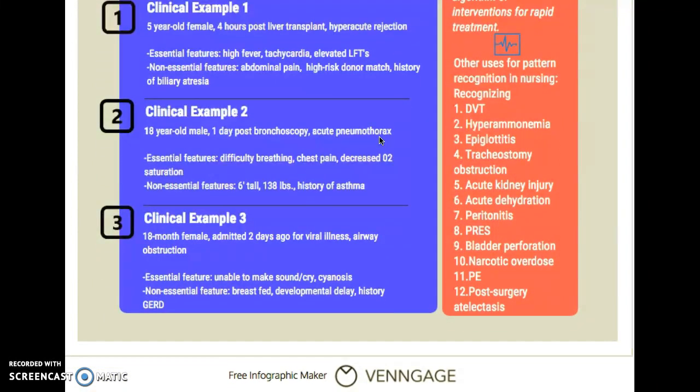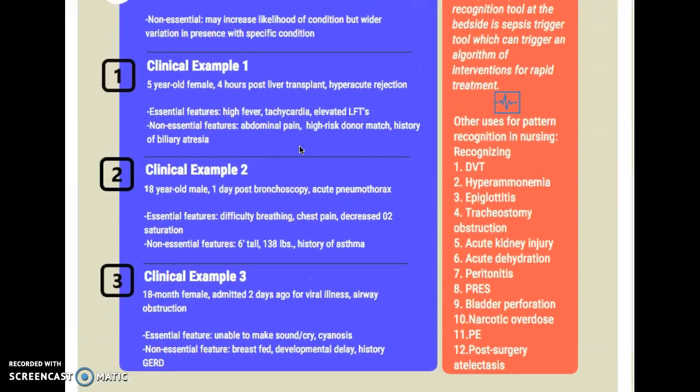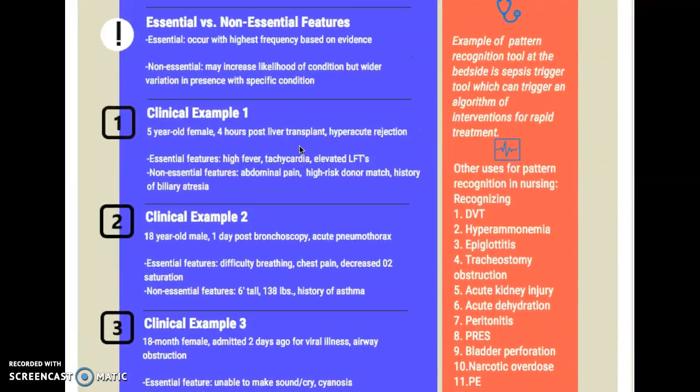And finally, my clinical example 3 is an 18-month-old female admitted for a viral illness and is showing signs of an airway obstruction. So essential features would be that she's unable to make any sound or cry, and she's developing cyanosis, usually facial or circumoral cyanosis. And non-essential features would be that she is breastfed, that she is developmentally delayed, and has a history of GERD. Again, those could be part of the picture, but they are non-essential features.